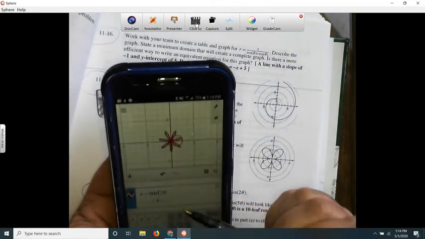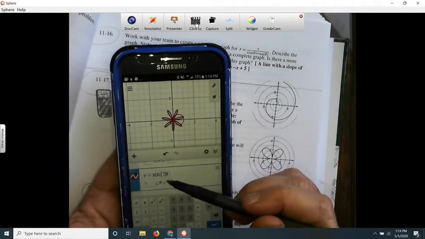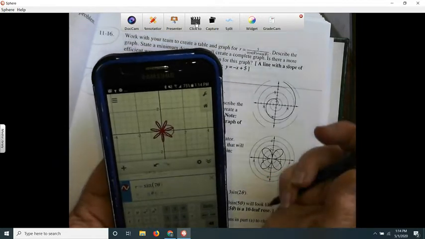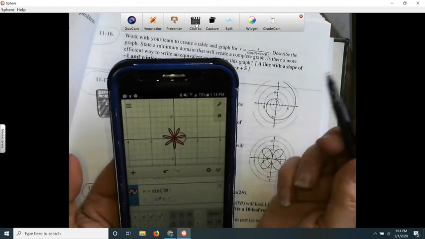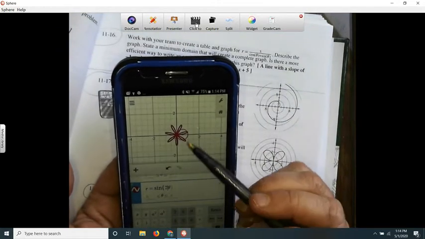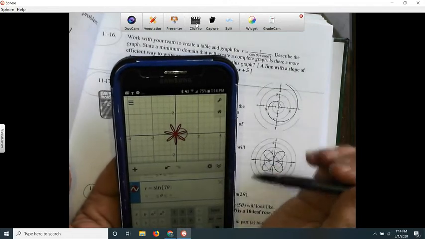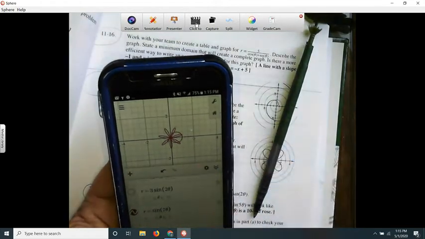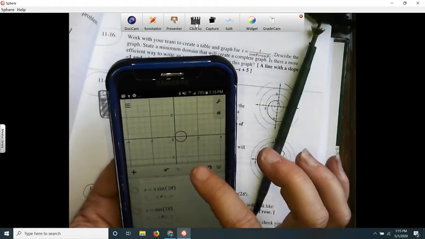So if you do an even number, I should wait and talk about this later, but if you do an even number, then you get, I don't know, twice whatever that number's petals are. But if you do an odd number here, like 7 theta would be 7 petals. Well, I have some other ones to show you, so we'll talk about that in a second.